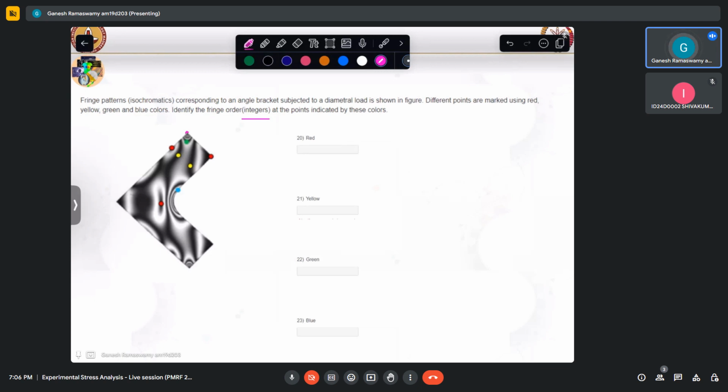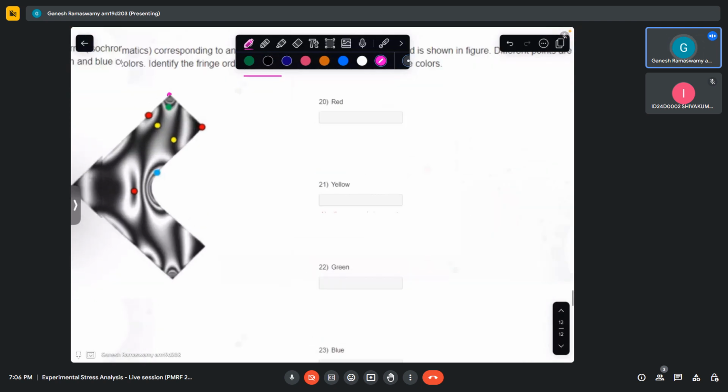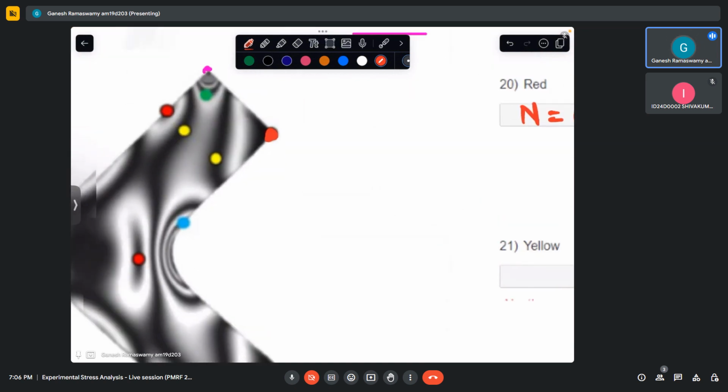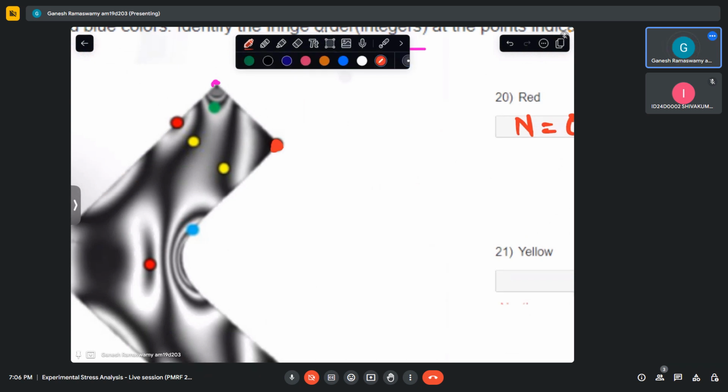Now at the very starting, for the first problem itself, we have identified this is a free outward corner. So the fringe order there is 0. So the fringe order at the red point is equal to 0. Now this is a continuum. The body is a continuum, and we are looking at one arrangement, perhaps the dark field arrangement, because we are able to see the fringe order 0.